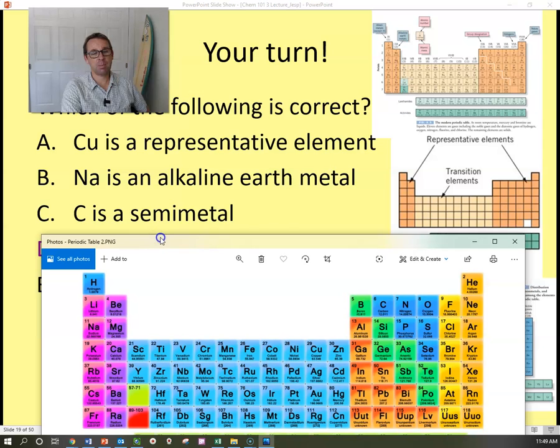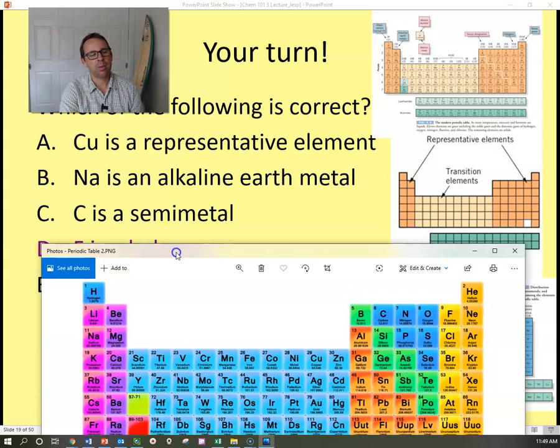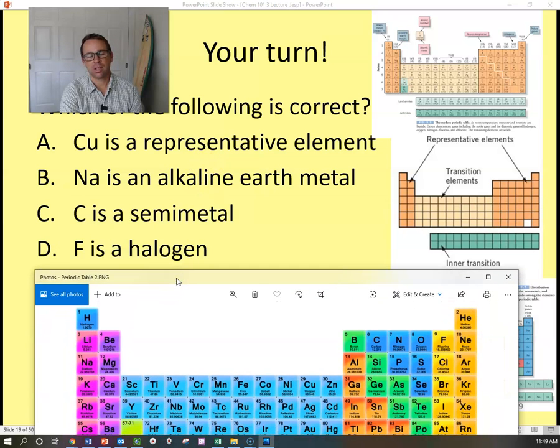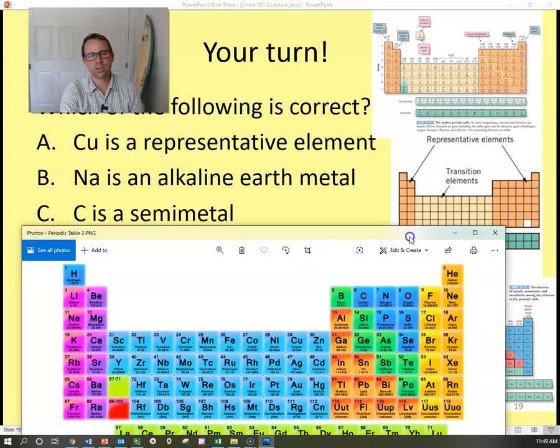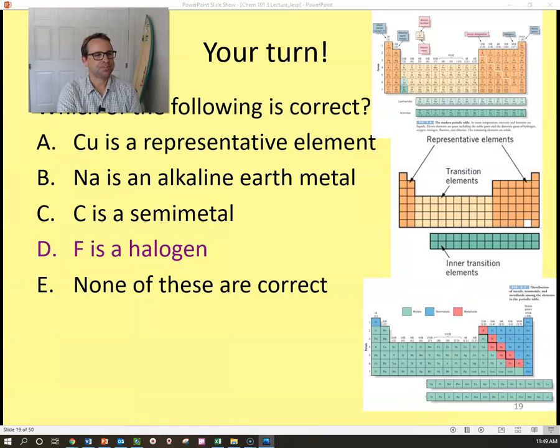How about carbon is a semi-metal? Can you find carbon on there? 6 protons. Okay. Is it a semi-metal? No, it's not. What about this next one? Fluorine is a halogen. Do you remember which column were the halogens? Yes, that's true. Fluorine, chlorine, bromine, and iodine are our halogens. Excellent.